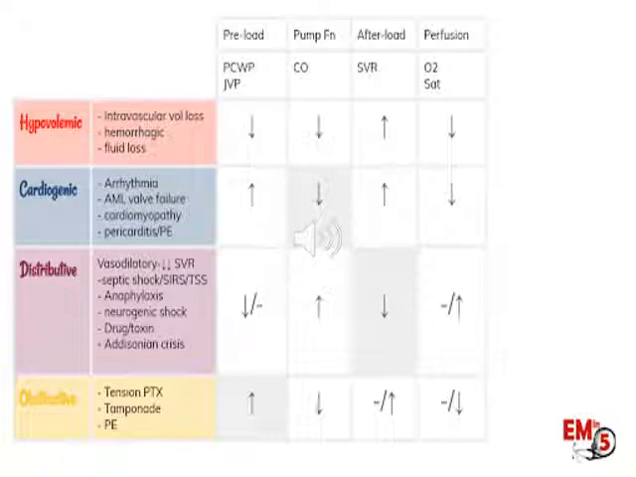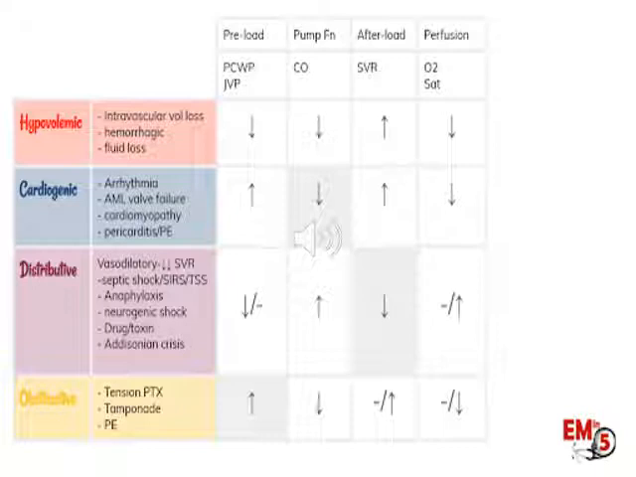In distributive shock, we will have decreased or normal filling pressures, normal or decreased central venous pressure and pulmonary capillary wedge pressure, but we will have increased cardiac output with a decrease in the systemic vascular resistance. And the mixed venous oxygen saturation will be either normal or even increased. The problem in distributive shock is the severe vasodilatation in the cardiovascular circuit.